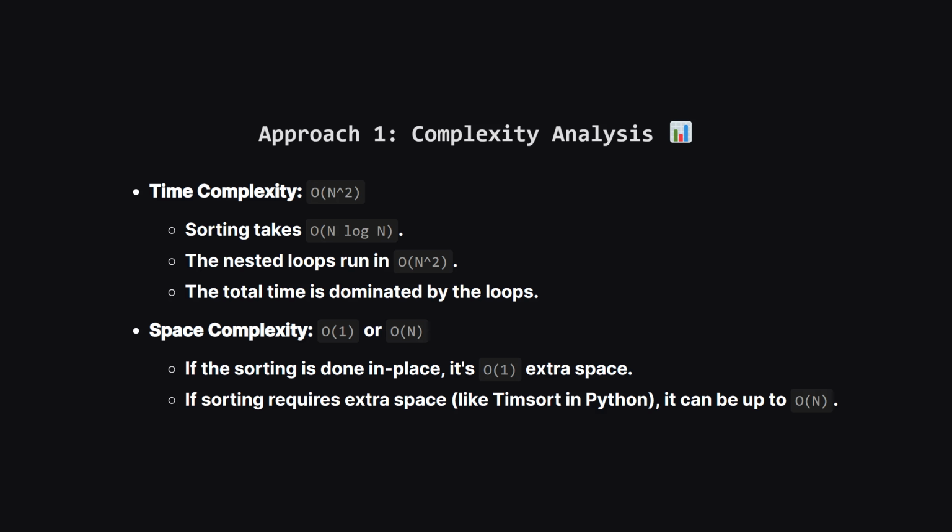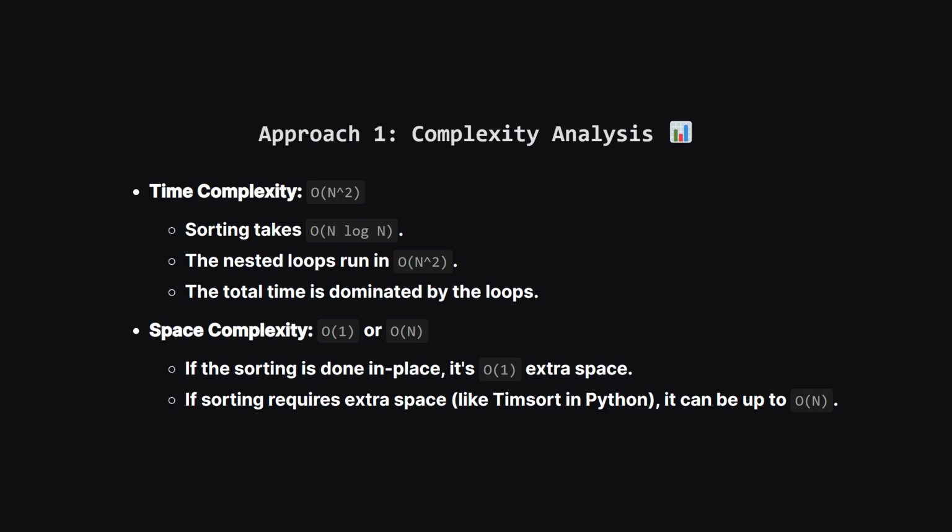So how efficient is this? The sorting part is n log n, but the main work happens in the nested loops, which gives us a time complexity of big O of n squared. This is pretty good. For space, it's very efficient. Depending on the sorting algorithm used, it's either constant or linear space.